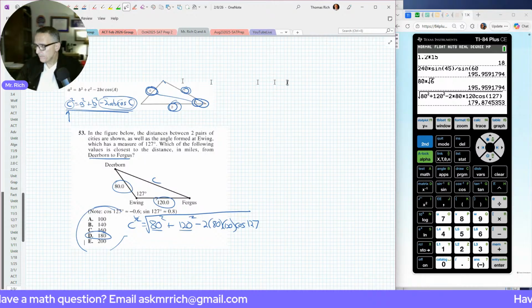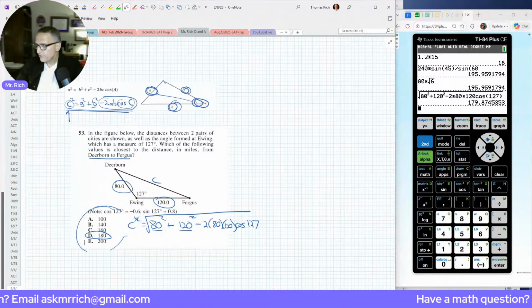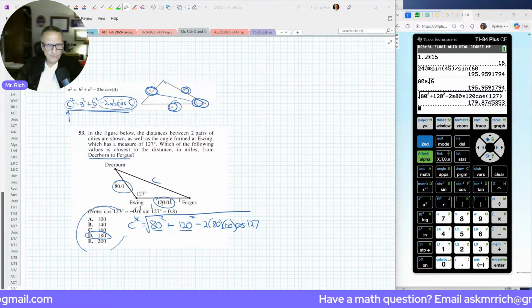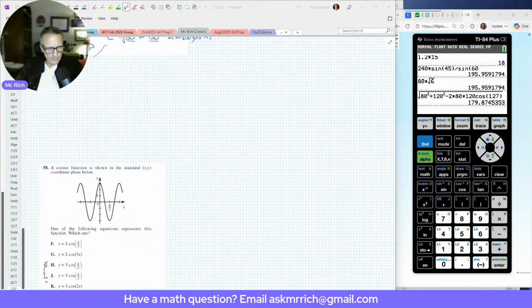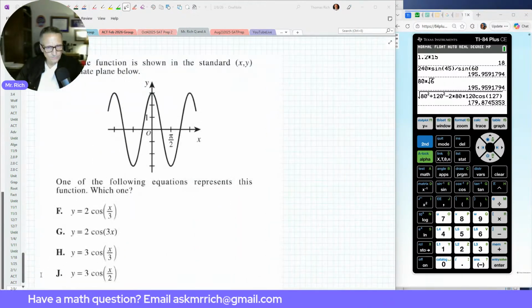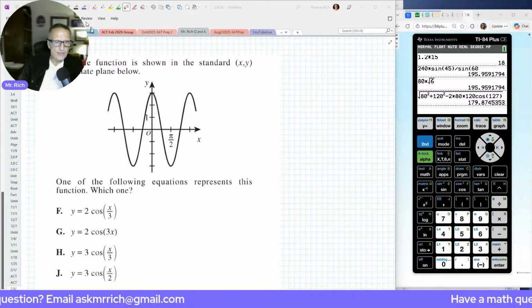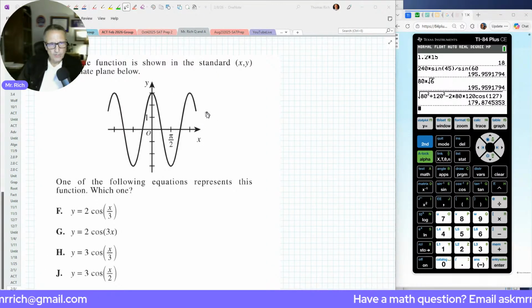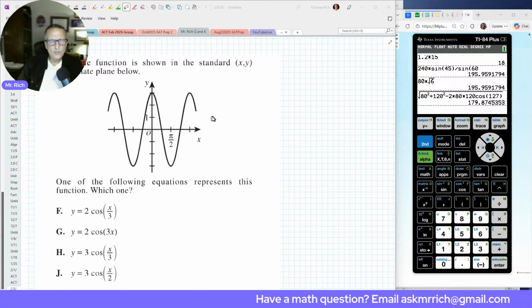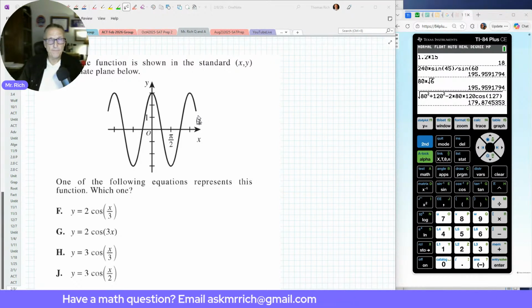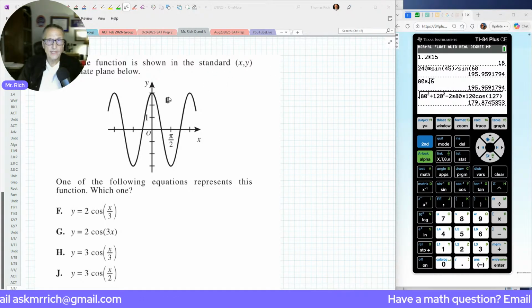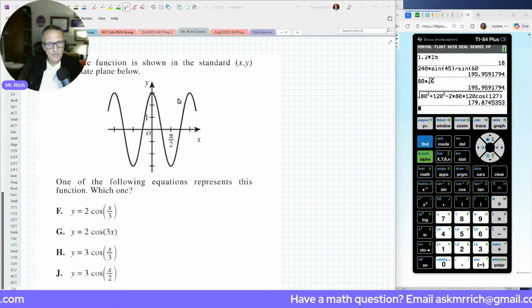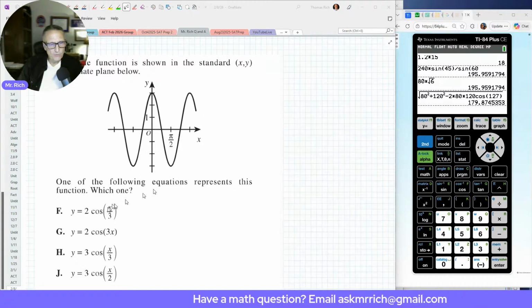Now, there's a little bit more to that that you do need to know about trigonometry. And I'm just going to summarize it by taking a look at this problem right here. In this case, they're giving us a trig function, and it is a cosine function. So if you're in AP Pre-Calc right now, more than likely you recognize that this is a cosine function. And they want you to match it to the right equation.